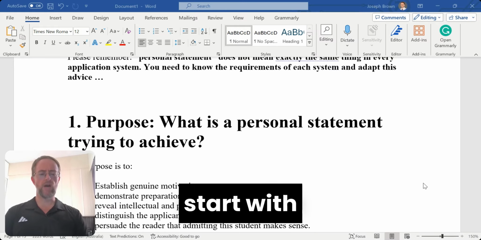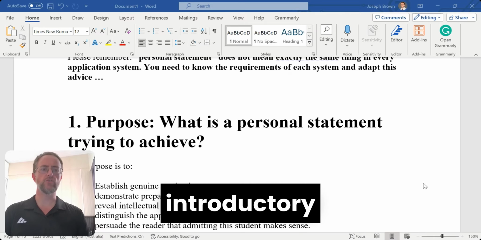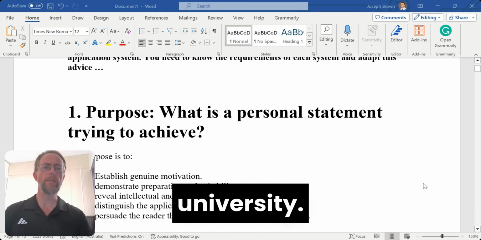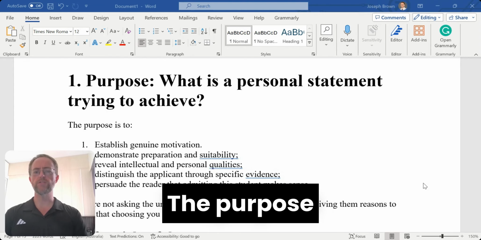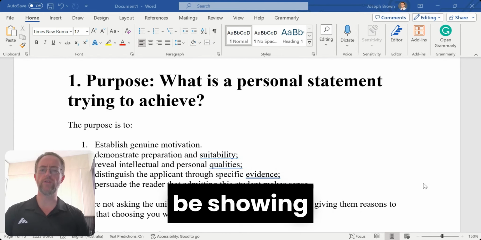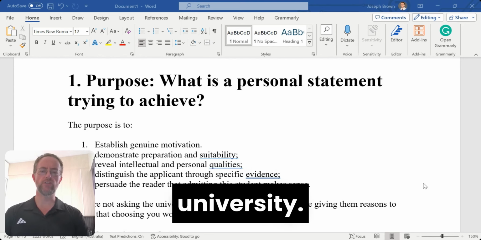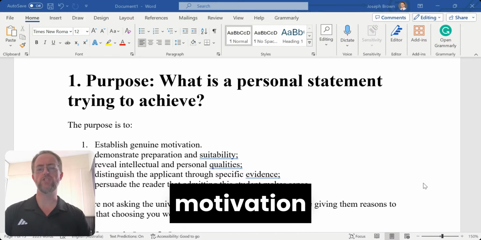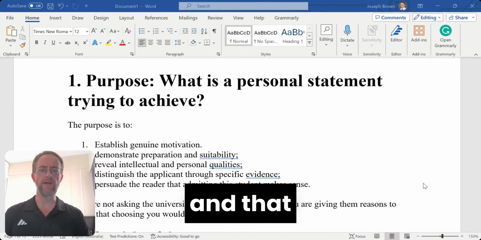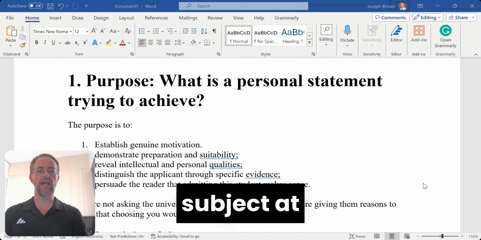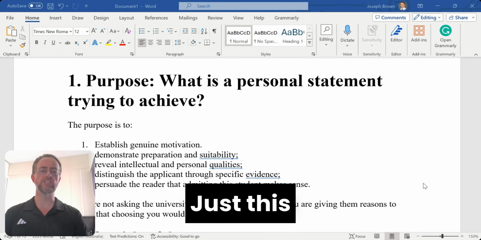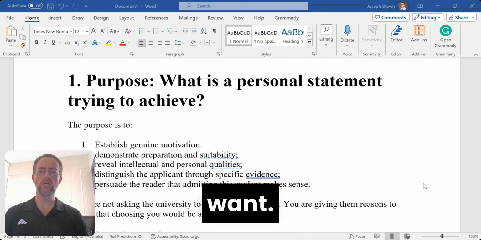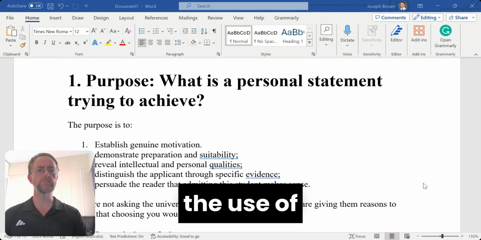I think we start with a very simple answer: obviously, it's an introductory statement. You're introducing yourself to the university. But if you're starting and ending there, it's going to be pretty weak. You've got to do a lot more than that. The purpose is to do more than just introduce yourself. You want to show the university that you want to study at this university. You want to show that you have genuine motivation to study. You want to demonstrate that you are prepared and that you are suitable to study this subject at this university. You want to show your intellectual and personal qualities. You want to go beyond just this is who I am to this is why I'm really qualified and I'm really good and I'm the kind of person that you want. You want to distinguish yourself through the use of specific evidence.